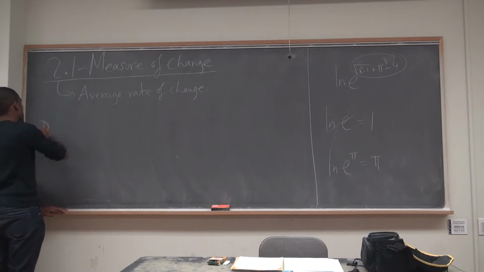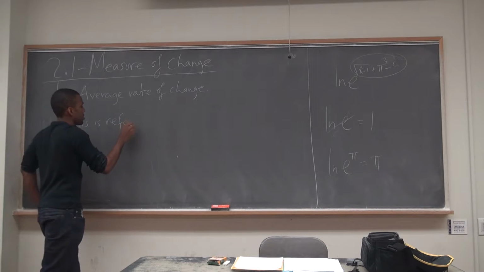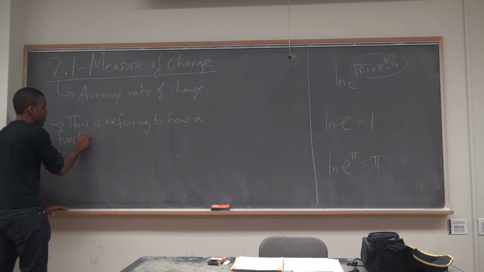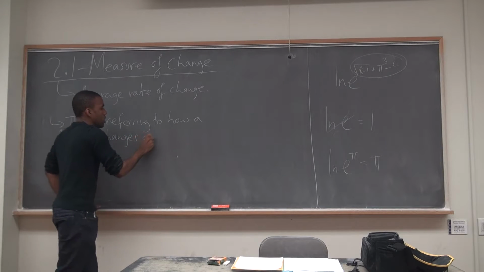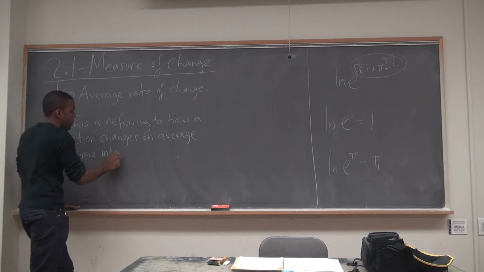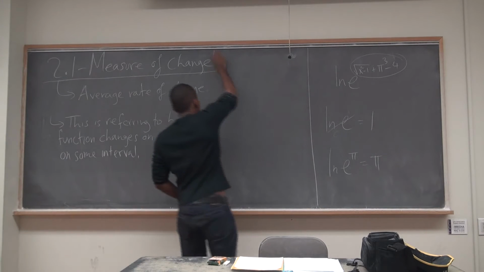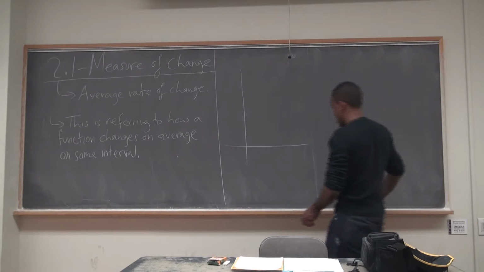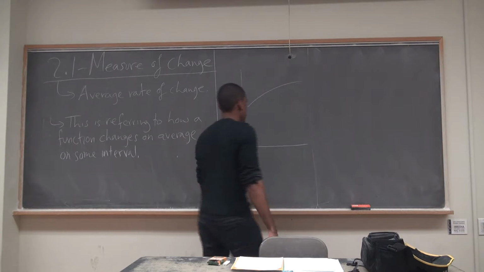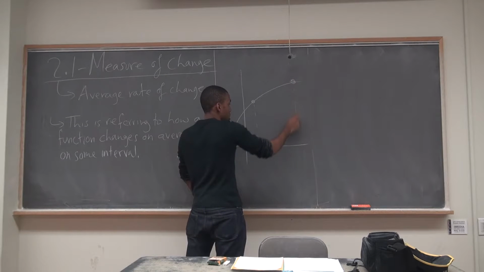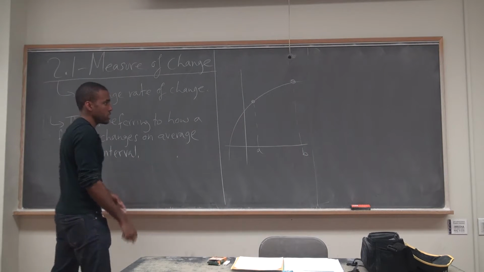So here's a definition. This is referring to how a function changes on average, or overall, on some interval. If we're looking at our function here, let's say I have this random function. And I ask, how did the function change on average on the interval AB? What was the change in that function on that interval?